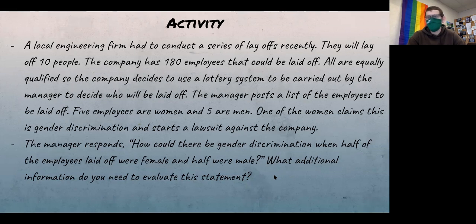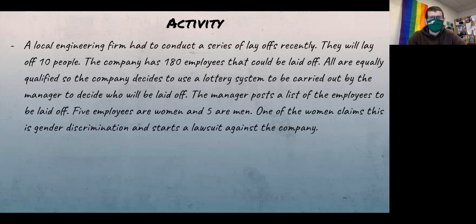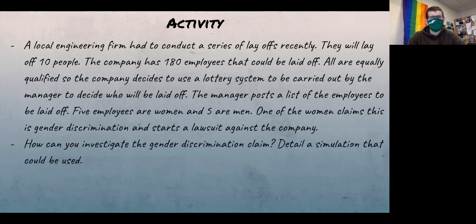So yes, we need to know how many are female and how many are male. Otherwise we have no real basis to start this question. All right, so I will tell you those numbers. There are 60 females and there are 120 males. So now we have something to work with. So how can we investigate this gender discrimination claim? Let's start by designing a simulation. Well, you're going to have to think about simulations again.